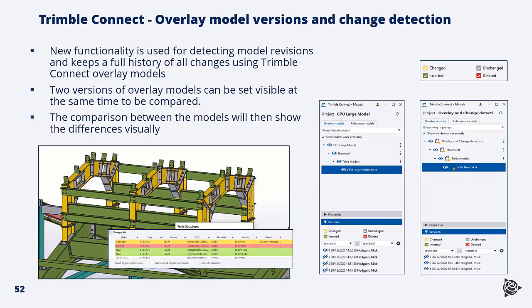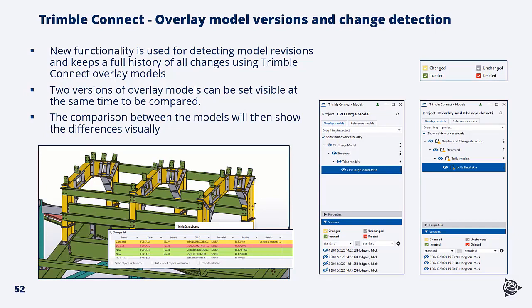Trimble Connect, overlay model versions and change detection. This new functionality allows you to detect model revisions and keeps a full history of all the uploads and changes using Trimble Connect overlay models. This means two versions of overlay models can be set visible at the same time to be compared on top of the Tekla model. The comparison between the models will then show the differences visually and be color coded.